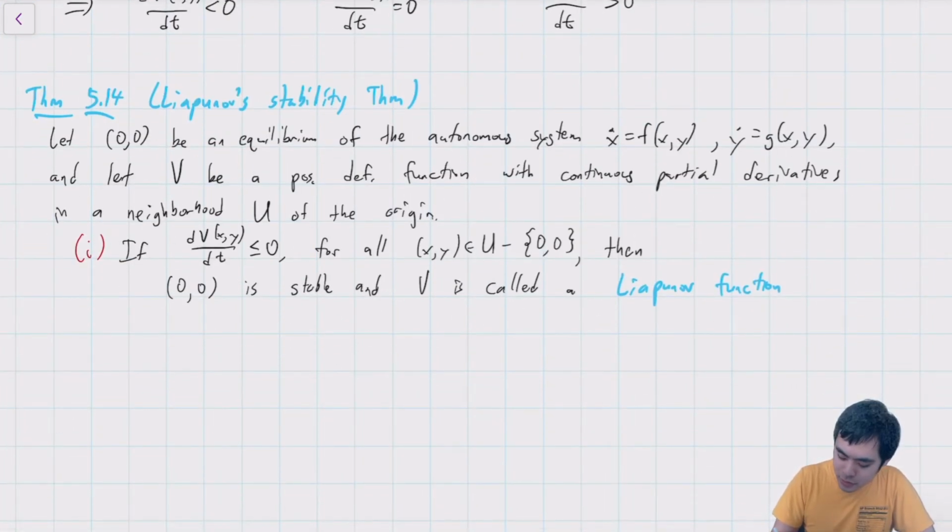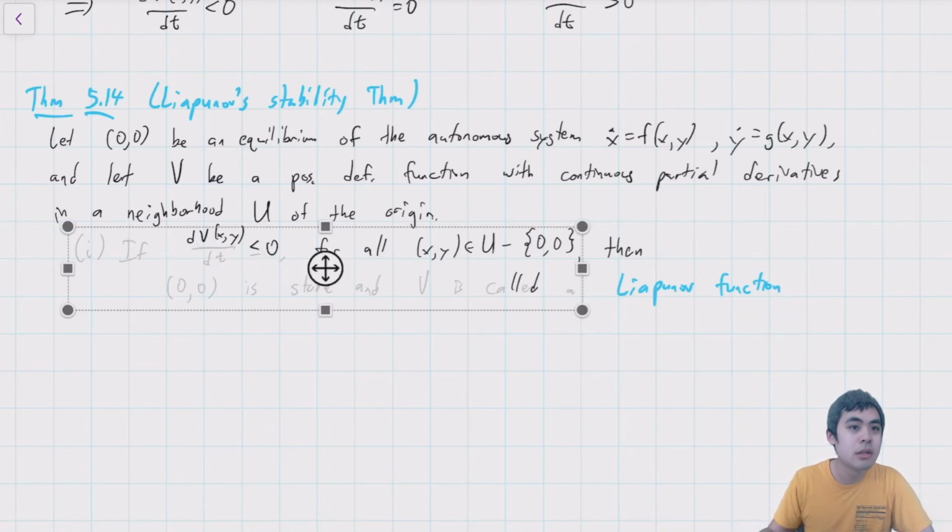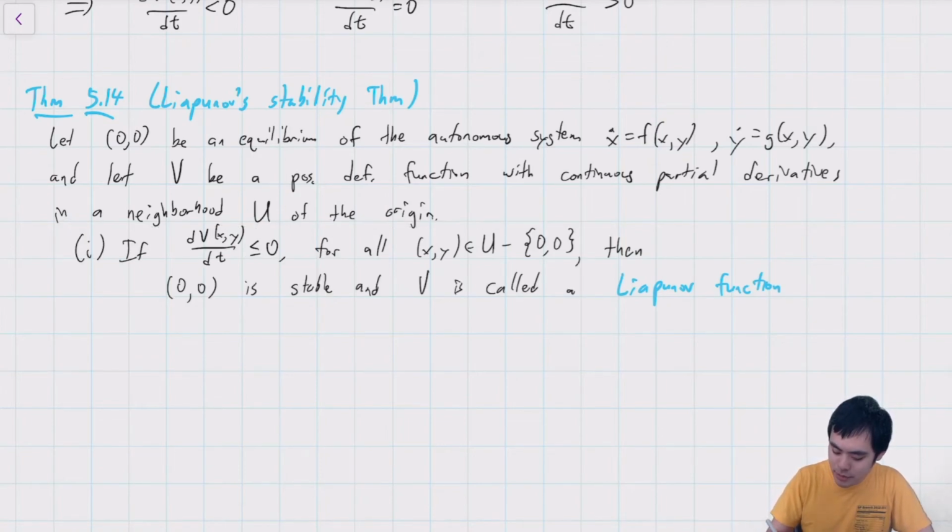The second case is very similar. Actually, let me copy and paste this so I don't have to rewrite all of it. Actually, I will need to change things slightly, so let me not copy and paste it.